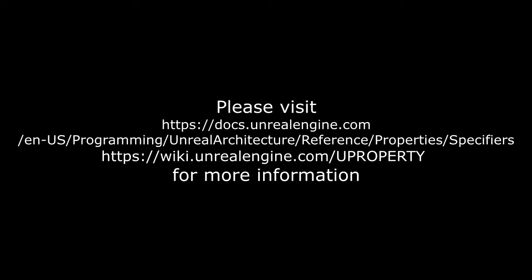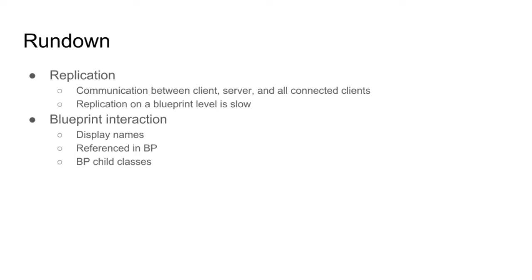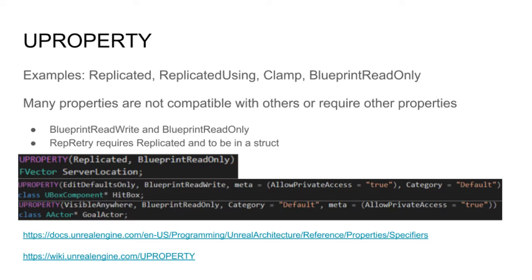In UE4, when working with variables, it's going to be important to know the importance of and how to use UPROPERTY specifiers. The two major categories for UPROPERTY specifiers are replication, communication between client and server, and to add functionality to blueprints. Examples of the uses for UPROPERTY include ReplicatedUsing, Clamp, and BlueprintReadOnly.